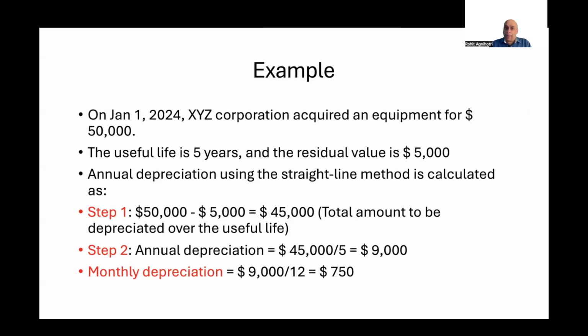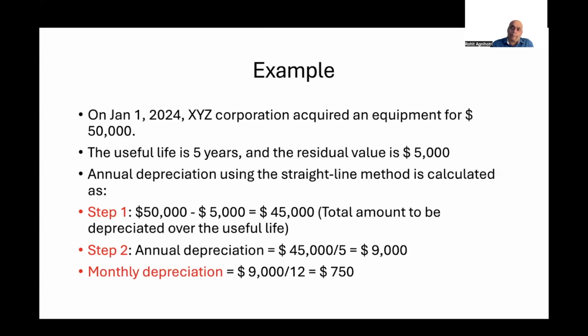To calculate the annual depreciation amount, you take $50,000, subtract $5,000, because this is residual value. You cannot depreciate this value because this is the money you will get back. That gives you $45,000. This is the total amount that you will depreciate over the useful life. And the useful life in this example is 5 years. So to calculate your annual depreciation, you divide $45,000 by 5 and you get $9,000. This is your annual depreciation amount.